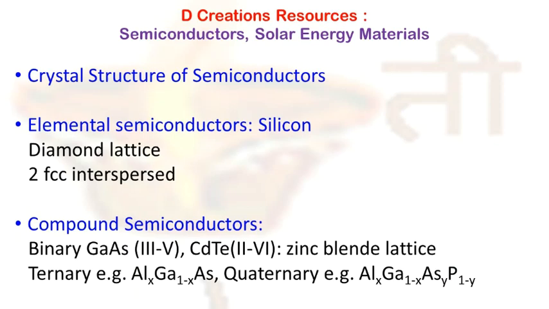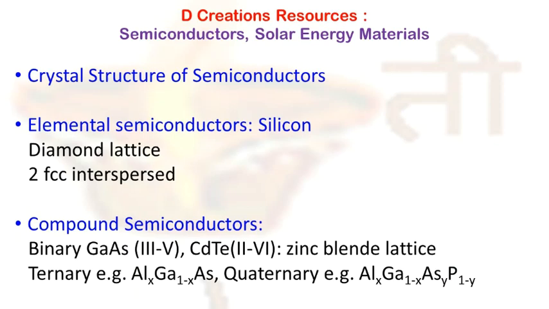Now you might wonder what the situation is for 3,5 compounds, or what about semiconductors which are, say, ternary or quaternary, etc.